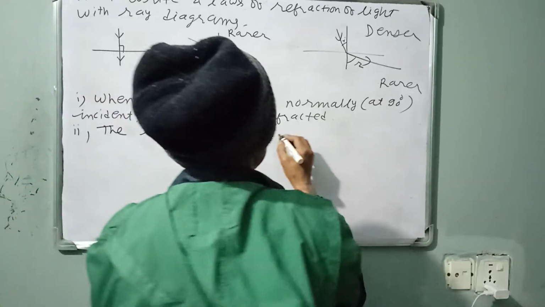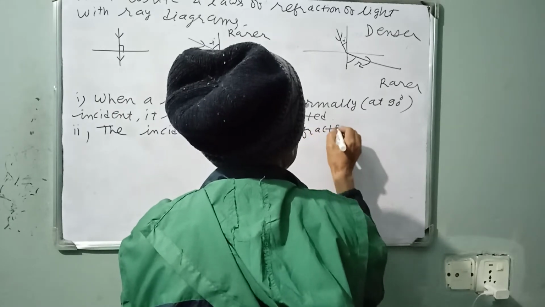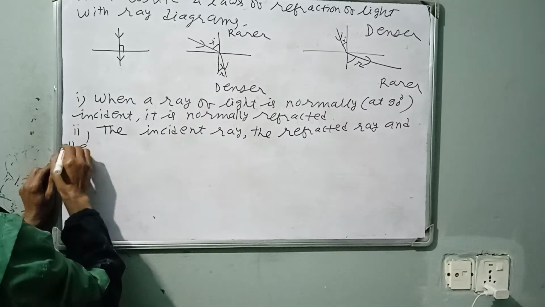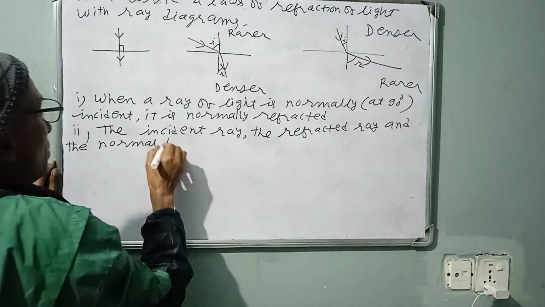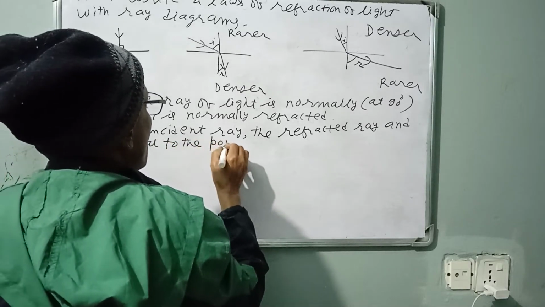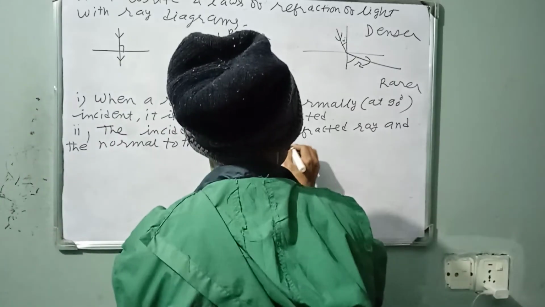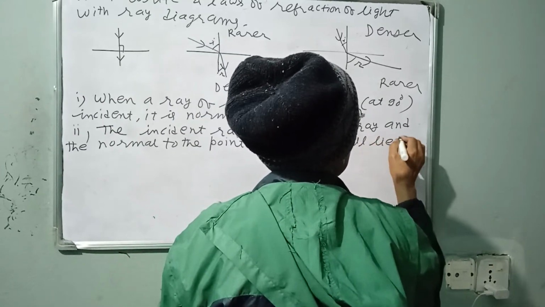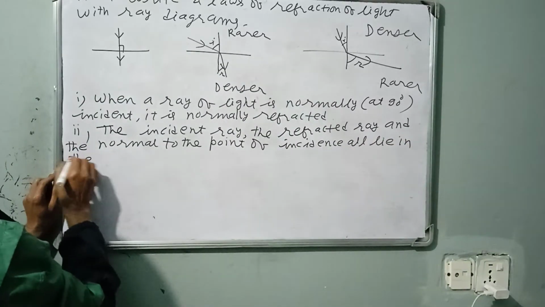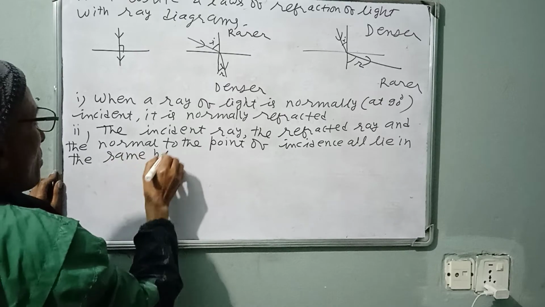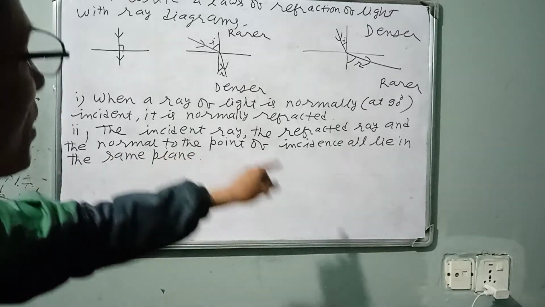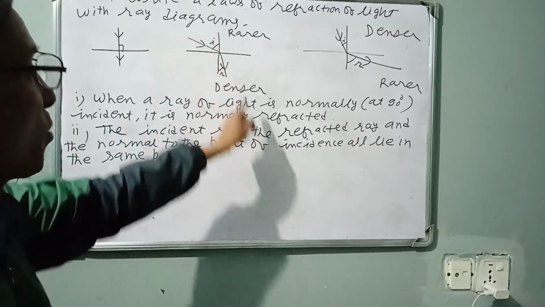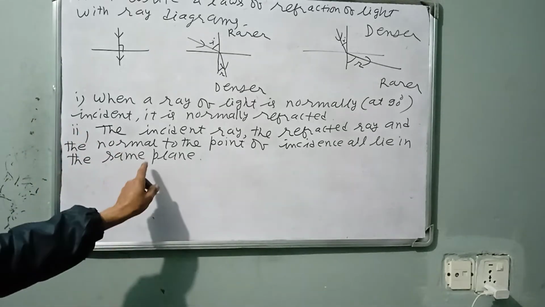See, the incident ray, the refracted ray and the normal to the point of incidence all lie in the same plane. The incident ray, the refracted ray and the normal to the point of incidence all lie in the same plane.